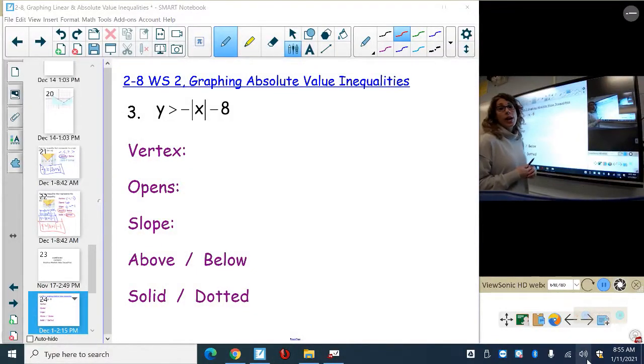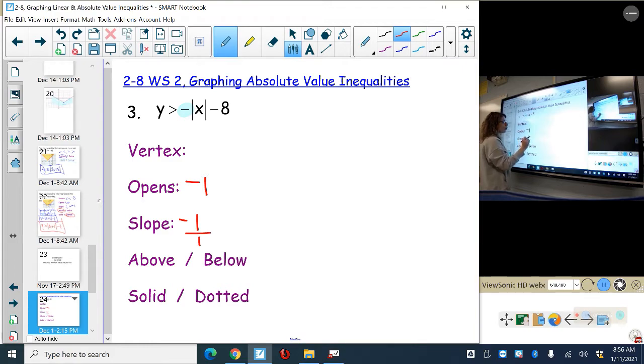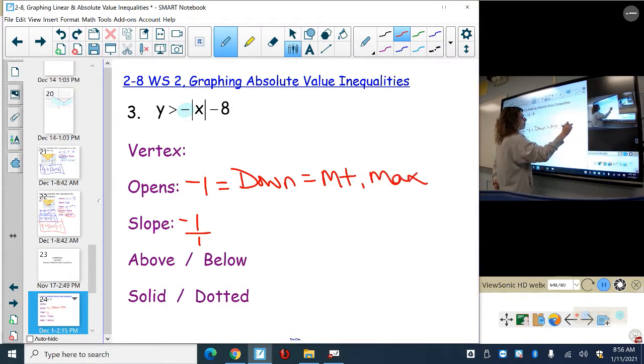Okay, so let's go ahead and do tonight's homework. 2.8 worksheet 2. This is going to be graphing absolute value inequalities. So the very first thing I want you to find is to tell me your A value. Your A value is going to be -1. That means that is your slope, and it's opening down, and it's a mountain, which means it has a maximum.